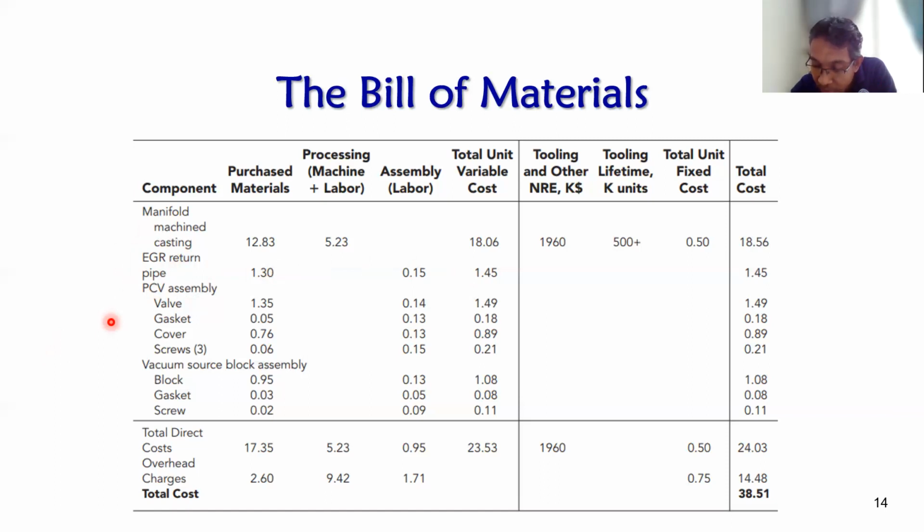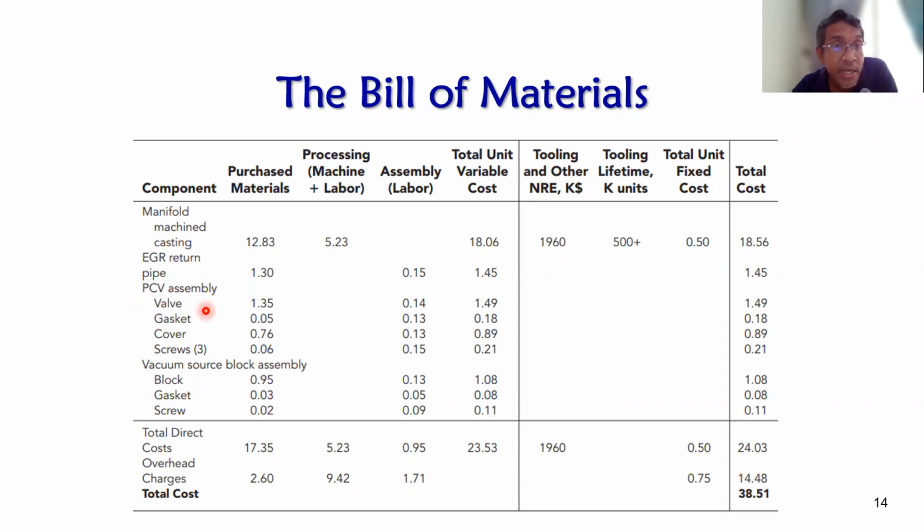PCV stands for positive crankcase ventilation. There is a positive crankcase ventilation assembly. It connects to the throttle body, the engine, and then the manifold. You can refer back to the textbook for this picture or this part explanation. But what we want to know is the parts that make up this PCV assembly. They have a valve, gasket, cover, and screw. All these child parts make up a PCV.